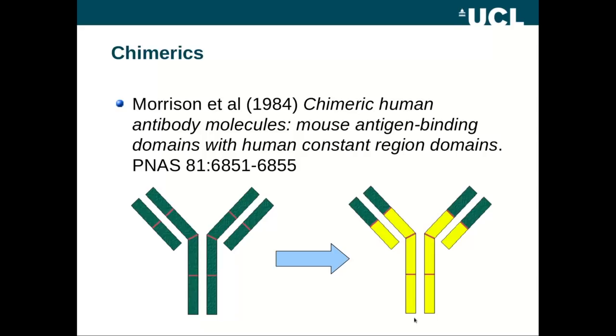Now, this obviously has far less mouse protein present and more human protein present, and therefore it's less likely to induce an immune response. It also has the advantage that the Fc fragment here is the human Fc fragment, and therefore it's better able to trigger the effects of ADCC and CDC that we saw earlier in order to kill targets.